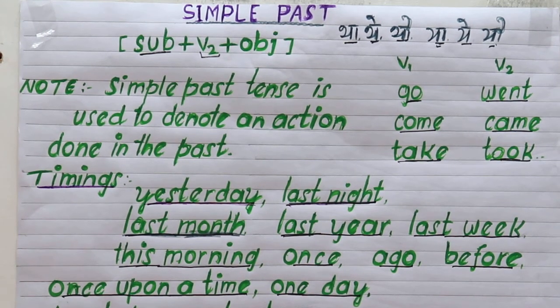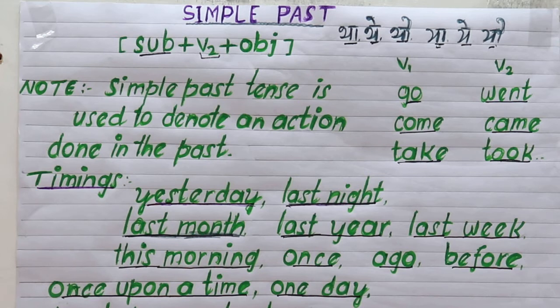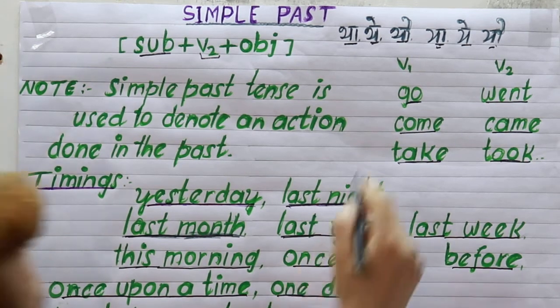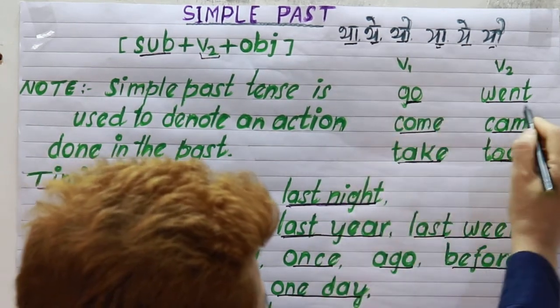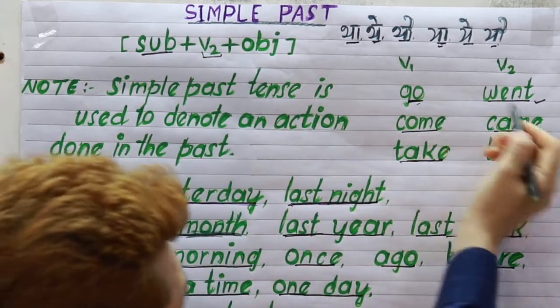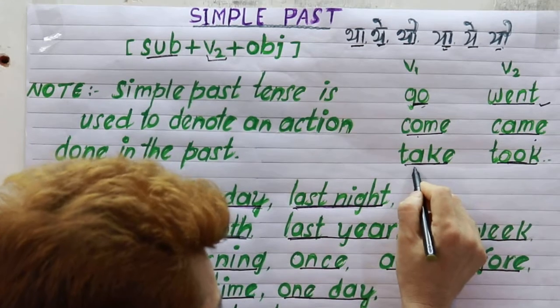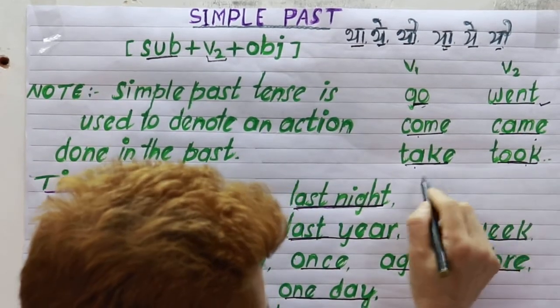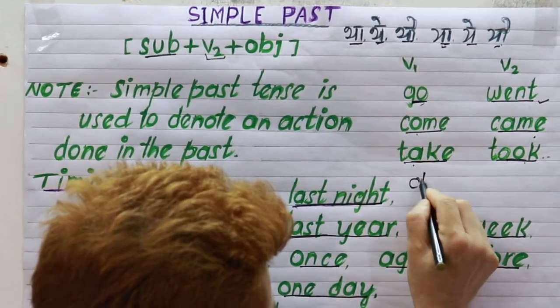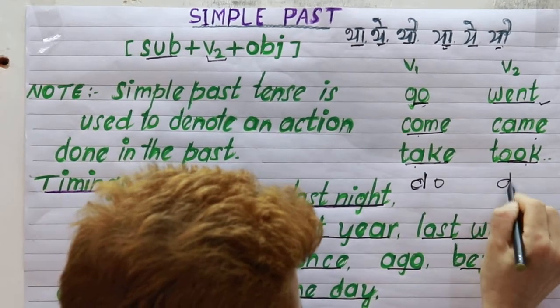So verb has three forms: first form, second form, and third form. So like go is the first form, so past tense is went. Okay, go, went. Come, first form. Came is the second form. Take is the first form. Took is the second form. Right? Like do is first form. Do, and did is second form.